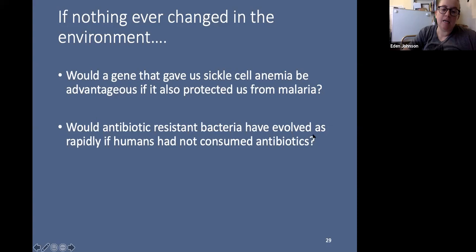Another one: would antibiotic resistant bacteria have evolved as rapidly if humans had not consumed antibiotics? If there were no antibiotics, would antibiotic resistant bacteria have evolved? I mean, that trait would have evolved. That trait would probably be around in a certain subset of the population. But if there were no antibiotics, would it be relevant to the bacteria? No, because they would be living large anyway, whether or not they had antibiotic resistance, because there were no antibiotics. So again, it's about the selection pressures in a particular environment.